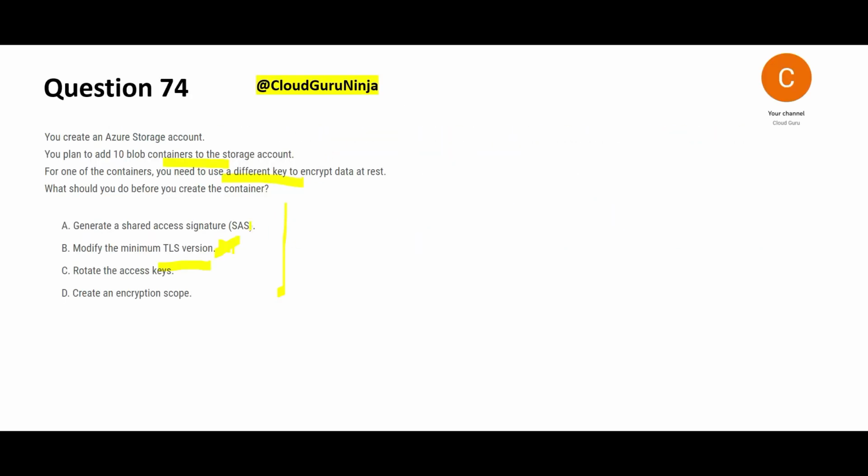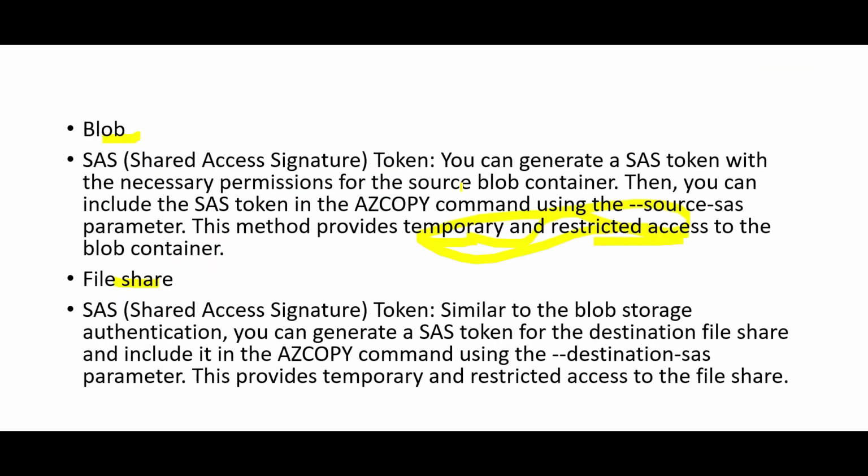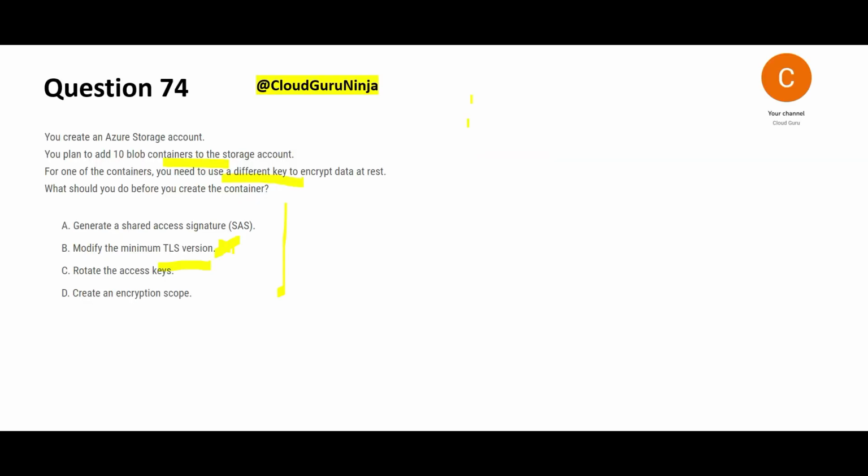SAS we already saw. SAS we are using because if one Azure resource wants to access another Azure resource and the access needs to be temporary and restricted, not full access. Here we are not talking about access. We are talking about encryption of data at rest. That's why A is wrong. And rotating the access key is also not required here because you don't have the key itself. We are asking for the solution.